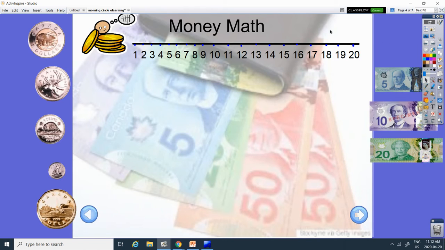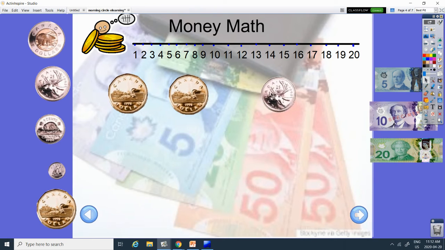Okay, let's do some money math. What have I got here? What is this coin? We know how much it is. Did you guess $1? We're going to write 1, a decimal, and 0, 0.